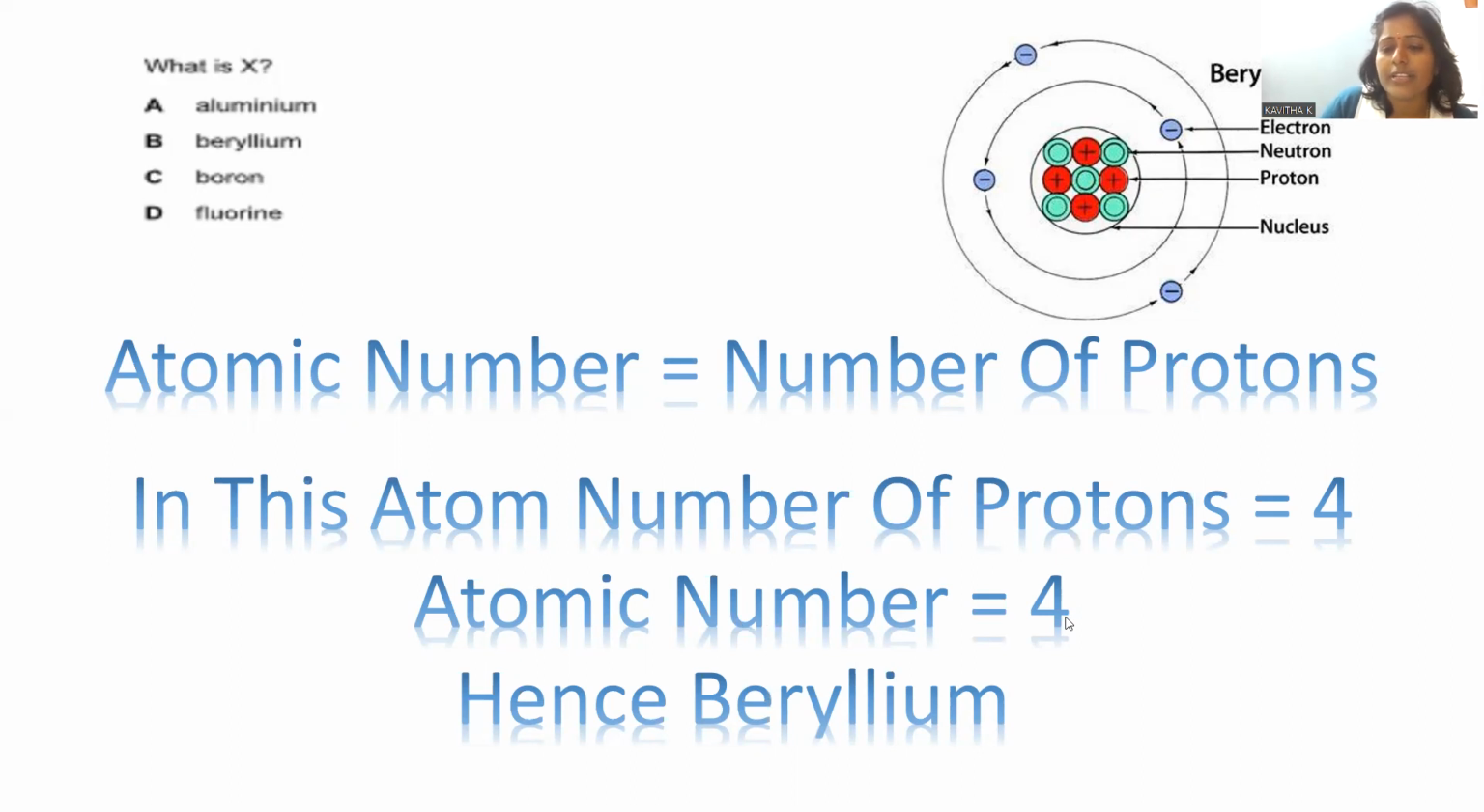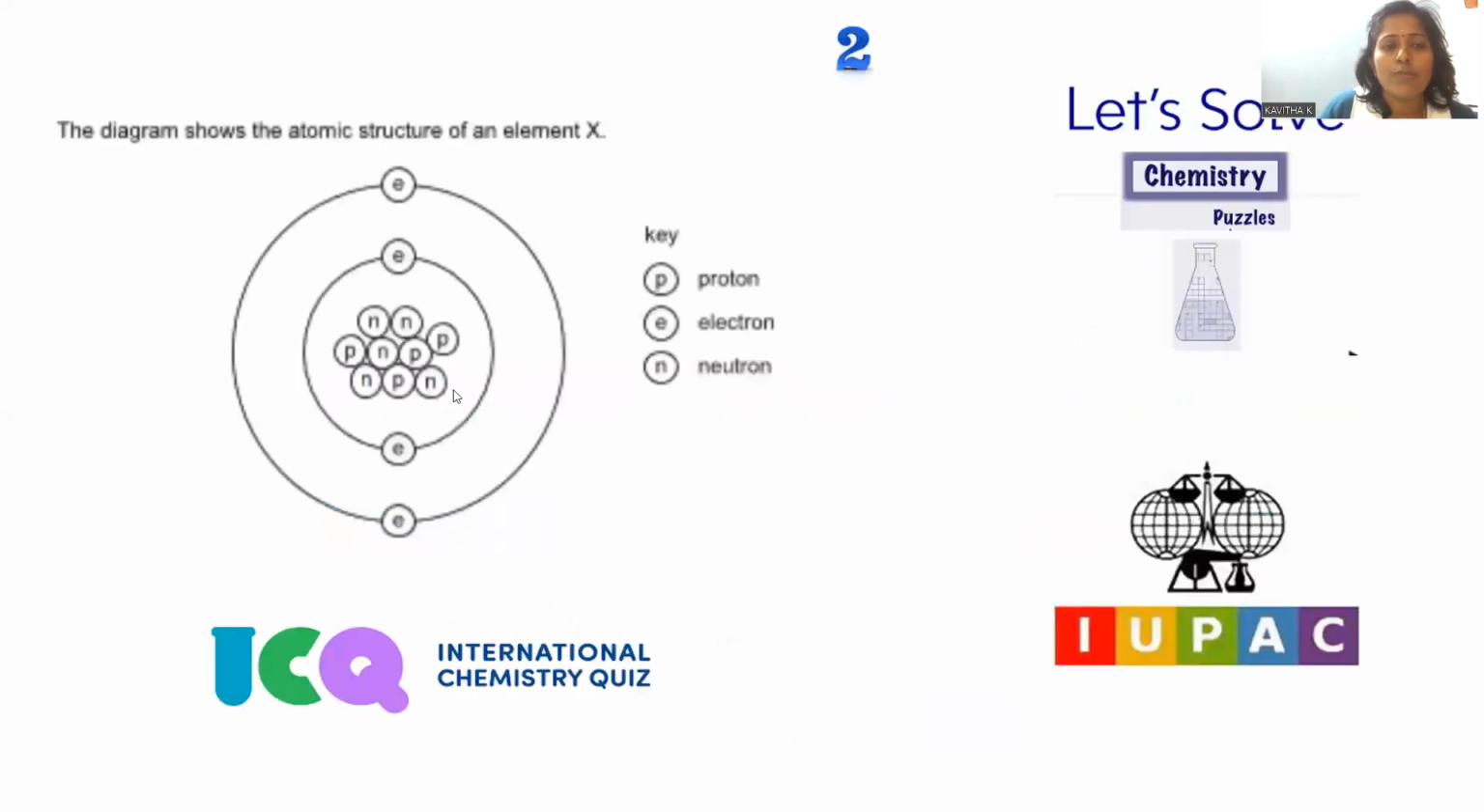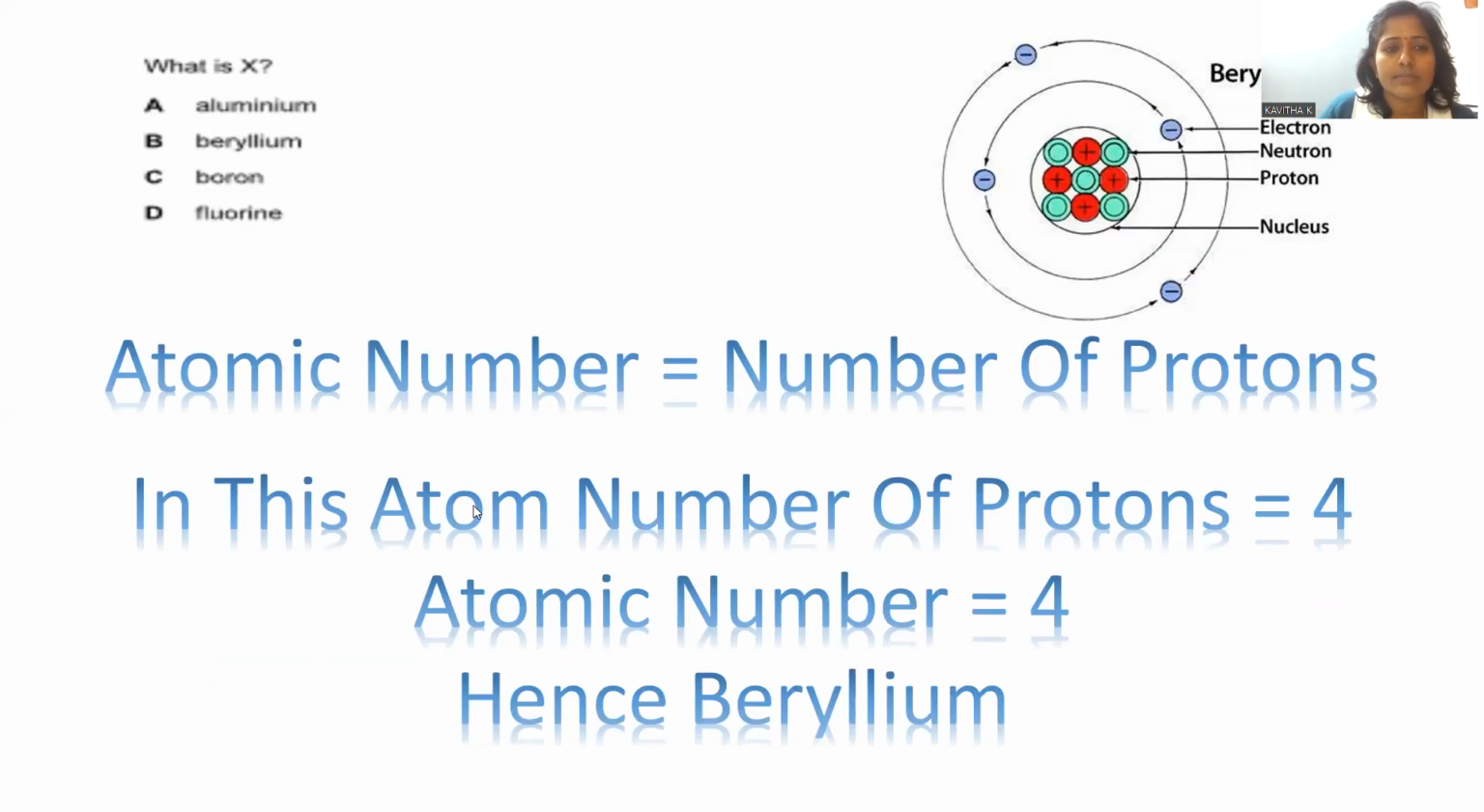If atomic number is 4, we can confirm the element. The element is denoted with beryllium. Hence, the right answer will be option number B, beryllium. If you observe, beryllium has 4 positive protons and neutral neutrons at the nucleus, and electrons are moving in their fixed orbits around that, right? So this is about question number 2. Beryllium is the right answer, containing 4 protons in the nucleus.